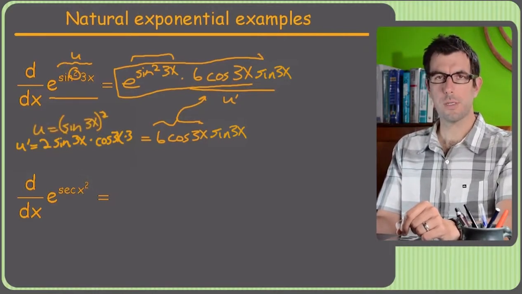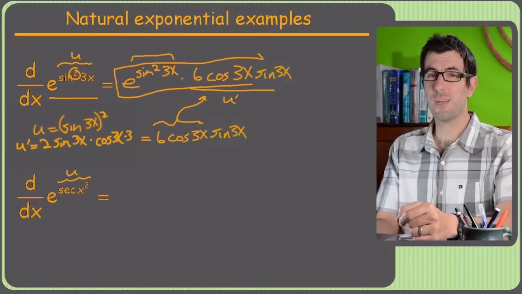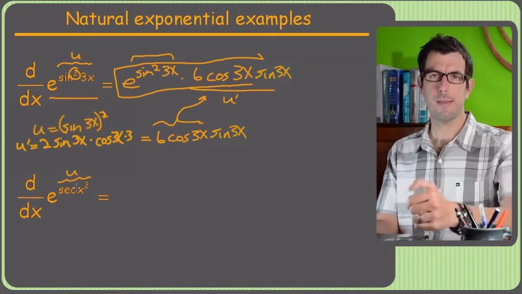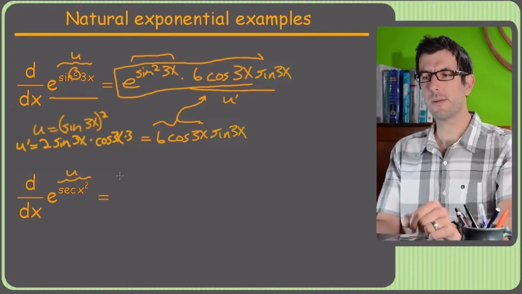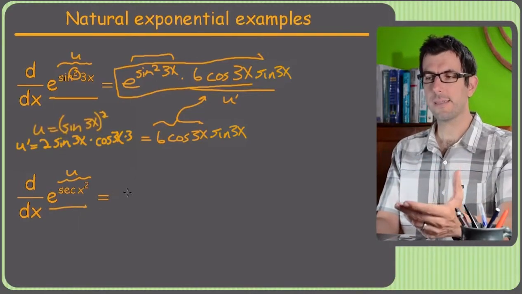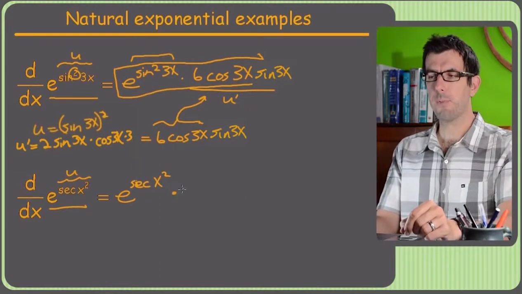All right, is this one worse than the one we just did or not? Well, it's a nested chain rule, but once you're in nested chain rules, the only thing that makes it worse is we have a secant instead of a sine or cosine. You know, the secant formula is just a little bit messier. All right, so the derivative of e to the anything is exactly that same e to the anything. So e to the secant of x squared. But now I got to multiply by u prime.